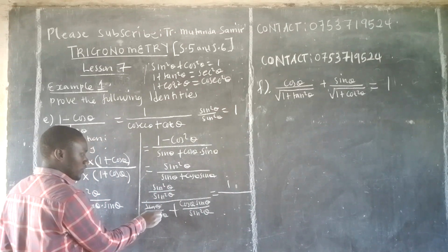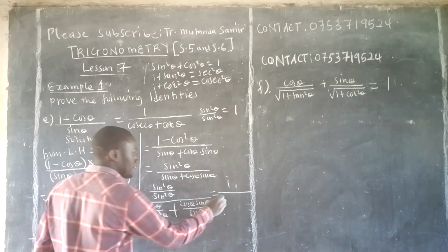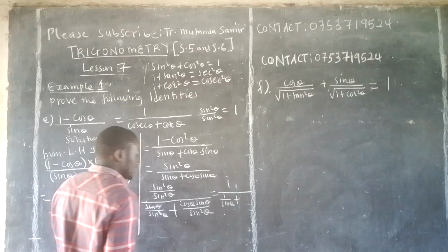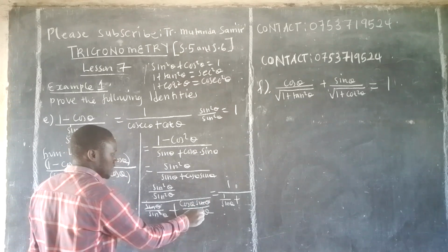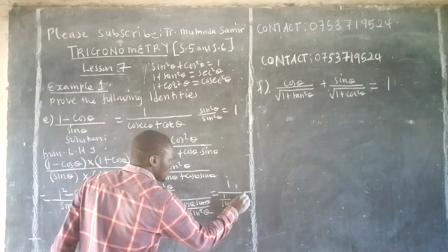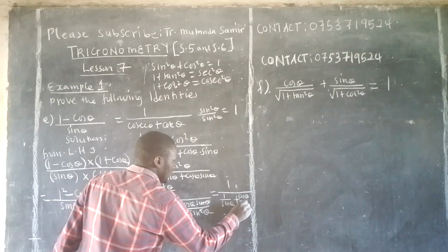Now sine divided by this. Part of sine will cancel with this, then we shall remain with 1 over sine theta plus. Now part of this sine cancels with this, they remain with the cos over sine, so cos theta over sine theta.